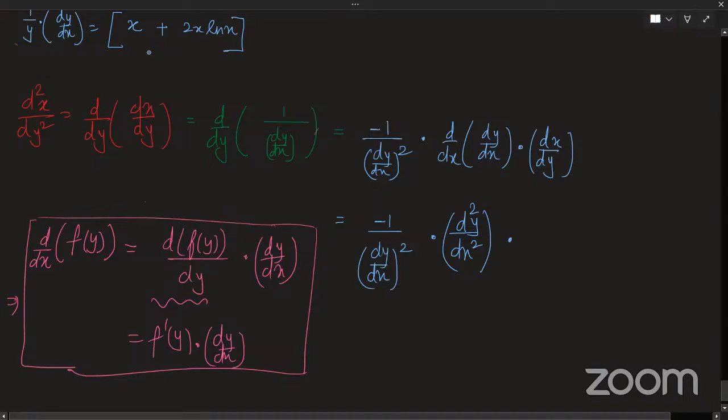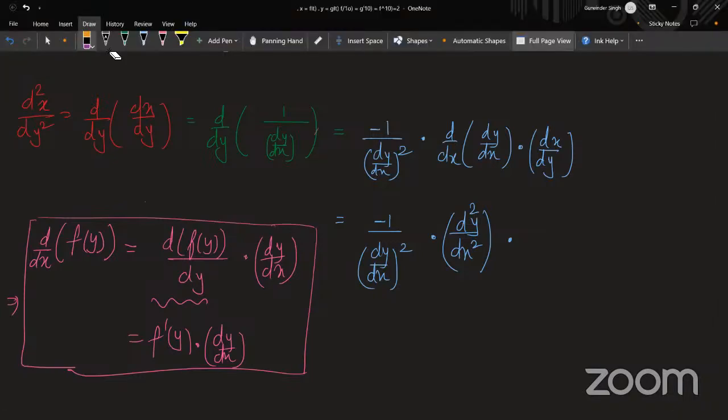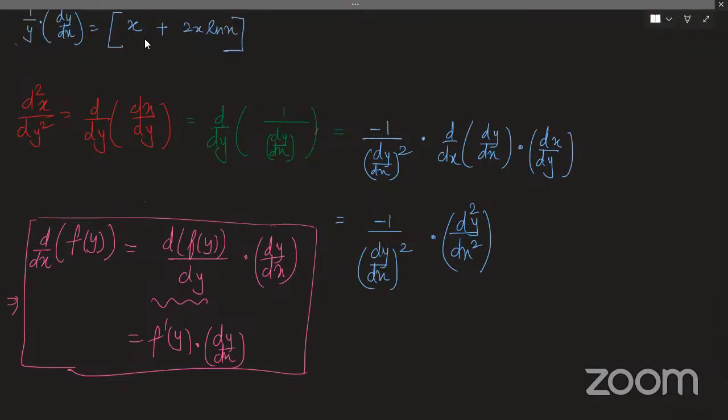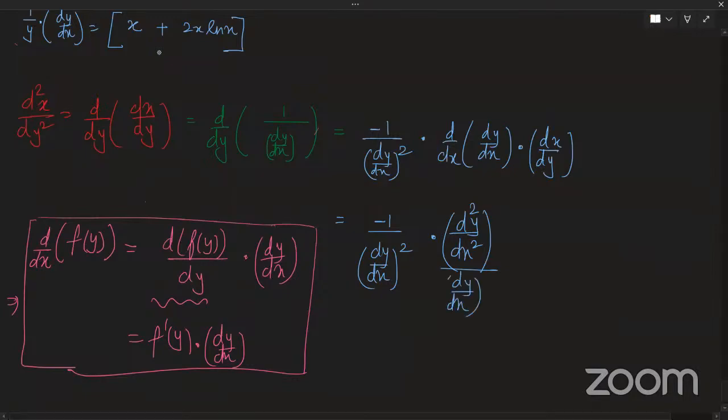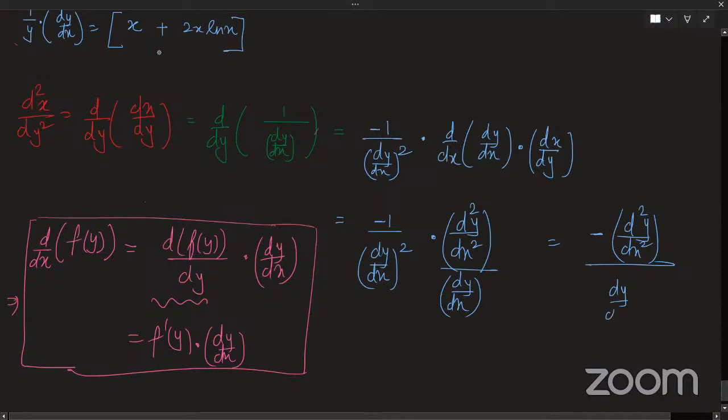Okay. And what about dx by dy? How can dx by dy be written? So dx by dy can be written as 1 by dy by dx. Okay. So I have got my final answer as minus d2y by dx square divided by dy by dx whole cube.